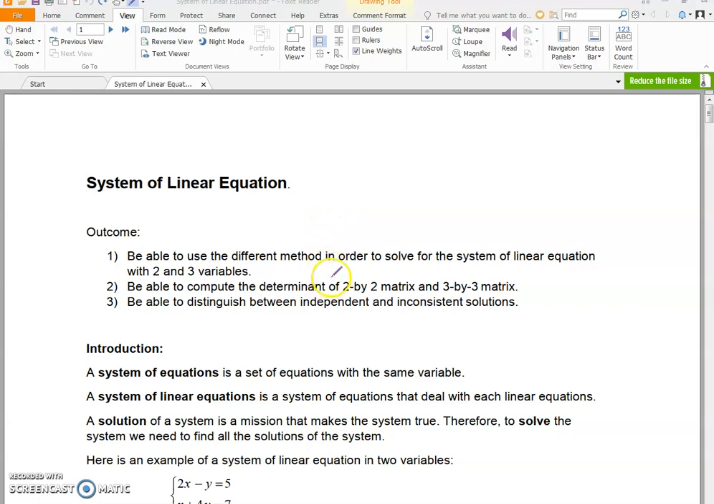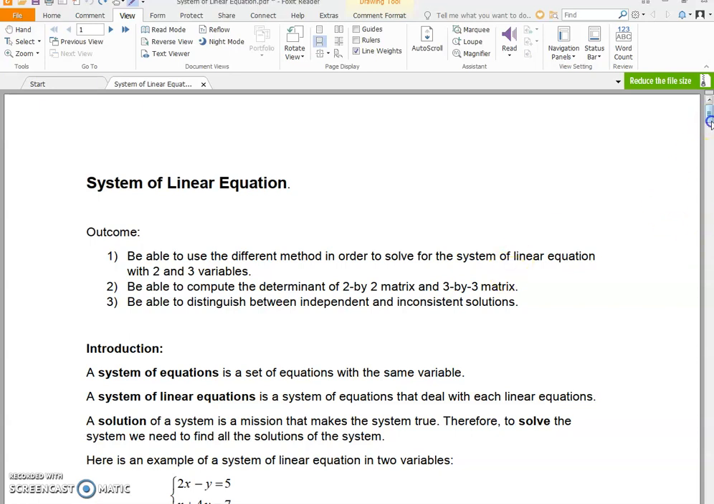Since we are going to deal with different techniques, one of them will be Cramer's rule. You are supposed to know how to deal with the determinant of a matrix, either a 2 by 2 matrix or a 3 by 3 matrix. I'm going to give you an example on this part. And the third one, you are going to see the inconsistent solution. We will discuss this further in our next video.